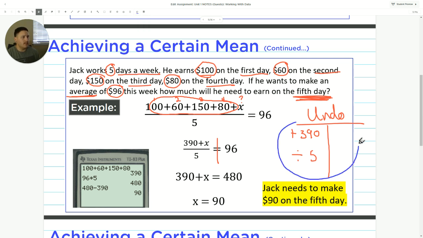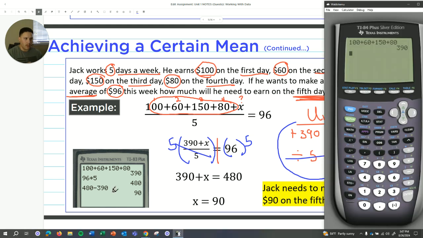Okay? So first thing we do is the opposite of division, which is multiply by 5. When you multiply both sides by 5, these opposites cancel each other out. And so you get 96 times 5, which you can see on the picture of the calculator, but I'll show y'all the process. 96 times 5 gives me 480. So I have 390 plus X left equals 480.